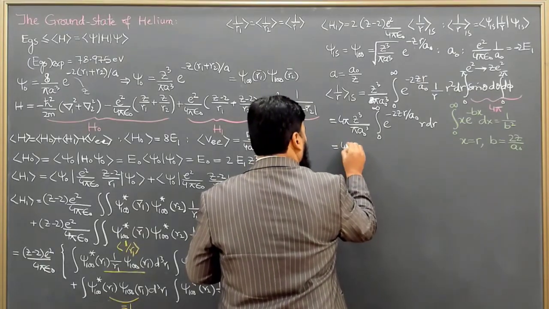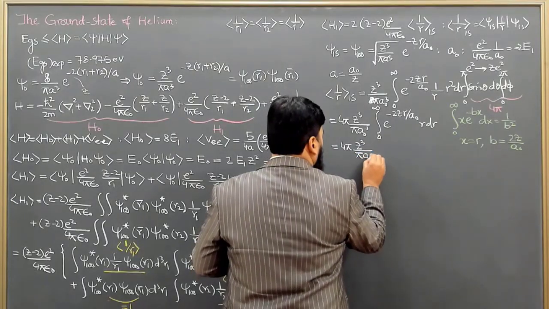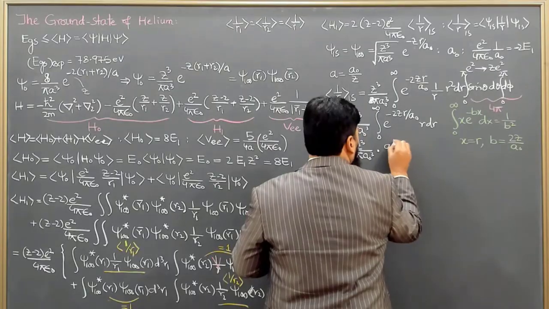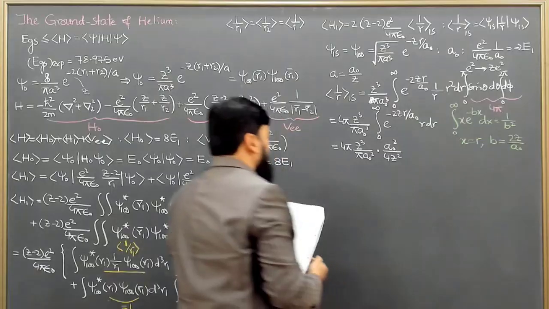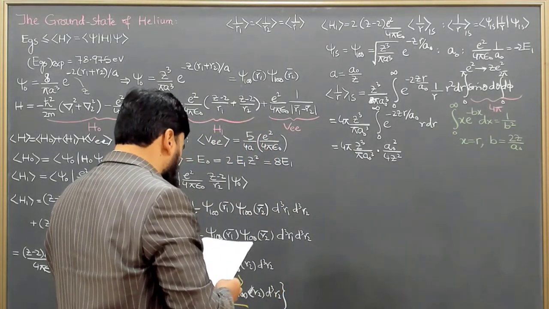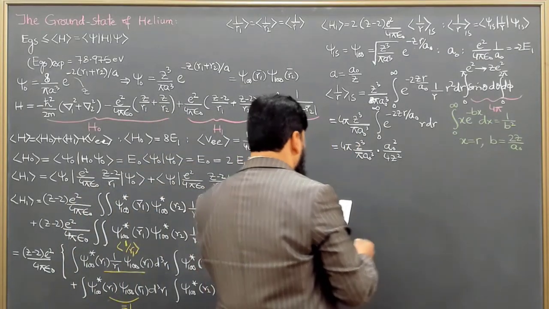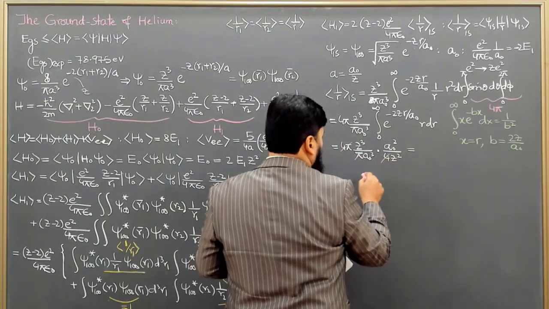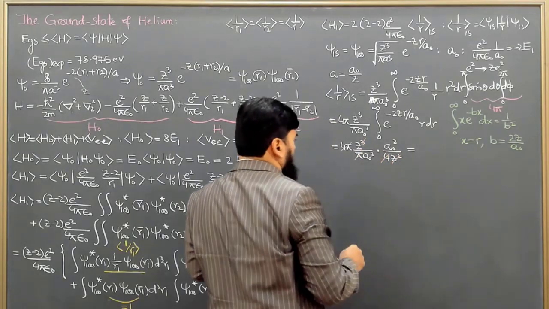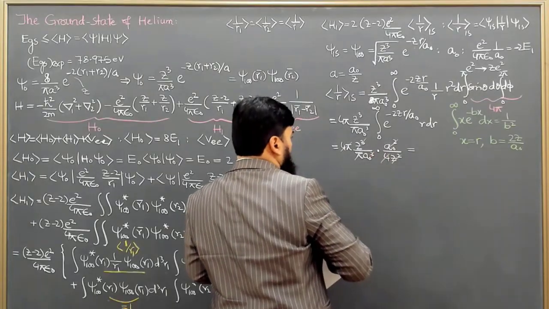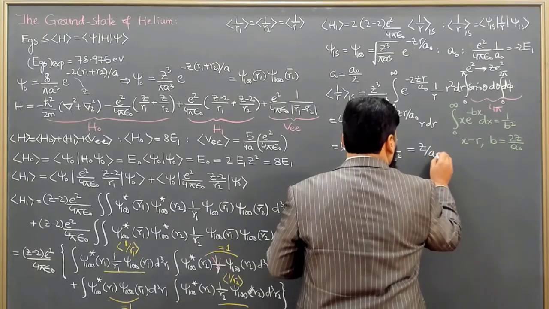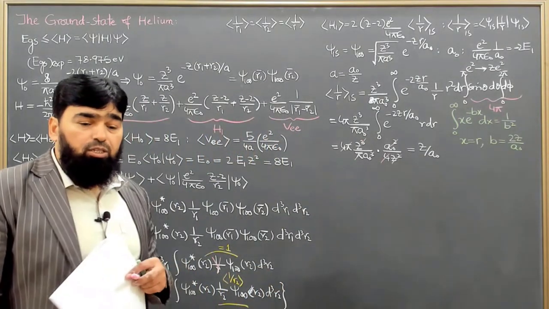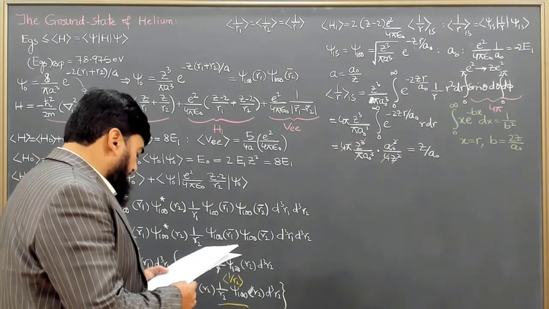So 4 pi z cube over pi a naught cube, and this times 1 over b squared, which will come out to be a naught square over 4z squared. We can simplify this one. The 4 pi is gone with the 4 pi here, z square is gone with z cube so one z will remain, a naught square is gone with a naught cube, so we are left only with z over a naught. So the expectation value comes out to be equal to z over a naught.